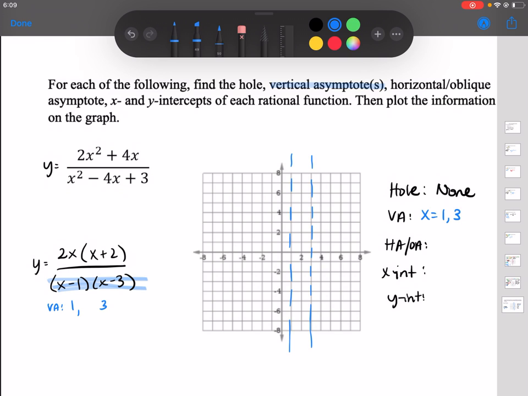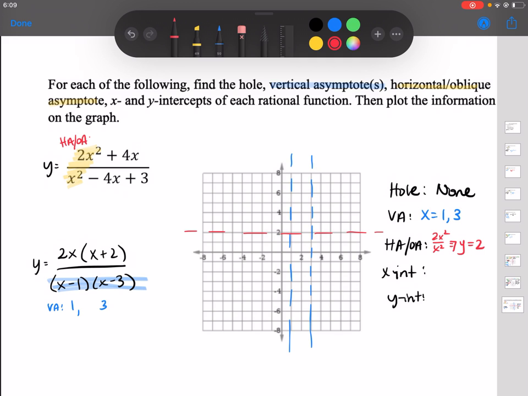Horizontal or oblique, the quick trick for that one is to divide your first terms. So horizontal or oblique asymptote, we're going to do 2x squared over x squared, which is y equals 2. So it's going to be a horizontal asymptote at positive 2, so like that.